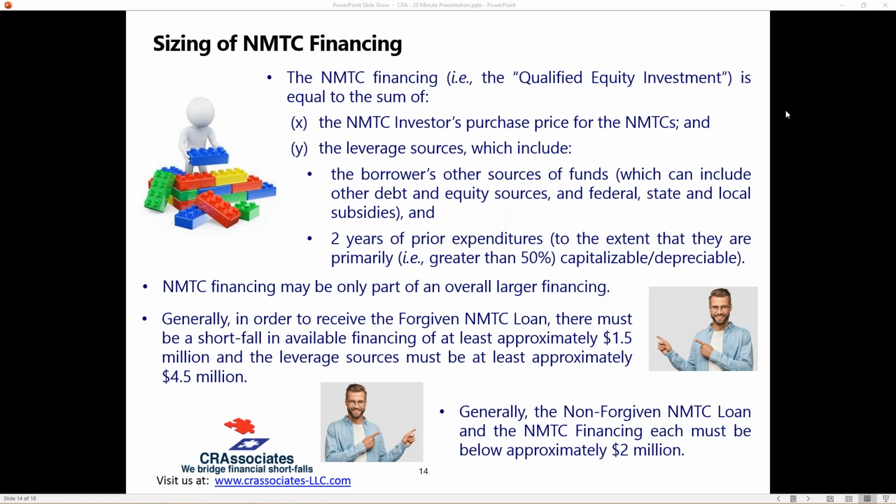New market tax credit financing may be only part of an overall larger financing. Generally, in order to receive the forgiven loan, there must be a shortfall in available financing of at least approximately $1.5 million, and the leverage sources must be at least equal to approximately $4.5 million. Generally, the non-forgiven loan and the new market tax credit financing each must be below approximately $2 million. We discussed the overall sizing and structuring of new market financing in part 2 of our detailed webinar.